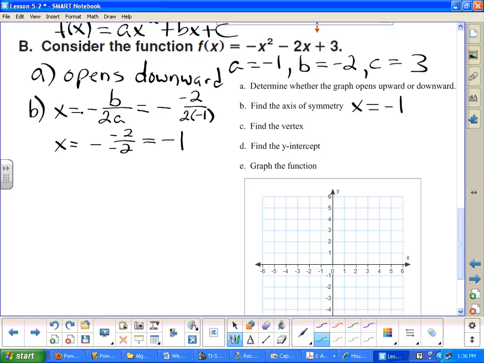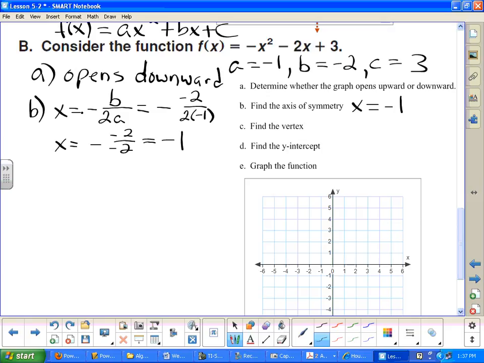Right, so that means I could actually graph a dotted vertical line here at -1 right now, if I wanted to. Because I know that's where the vertex goes through that line.